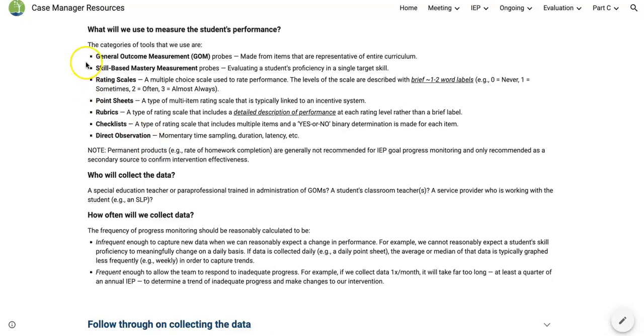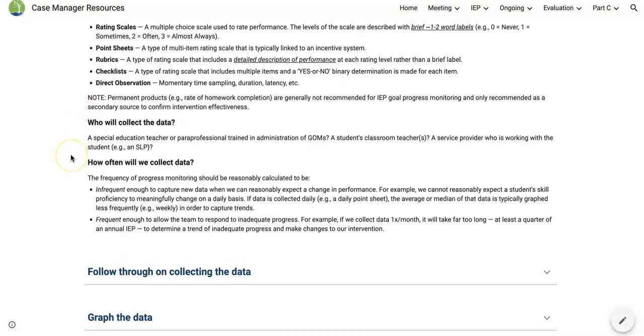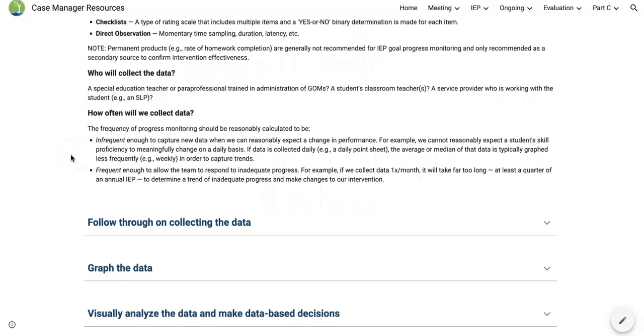So once you figure out what you're going to use to measure the student's performance, the next question is, who is going to collect the information? Usually it's a special education teacher or a paraprofessional. Sometimes it might be the classroom teacher, but in any case, who's going to collect the data, and how often are you going to be collecting it?